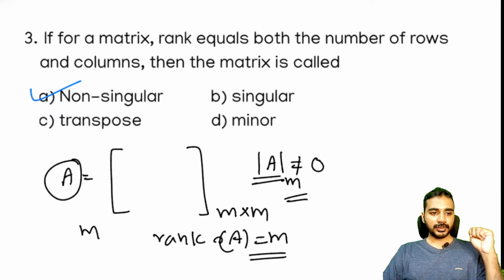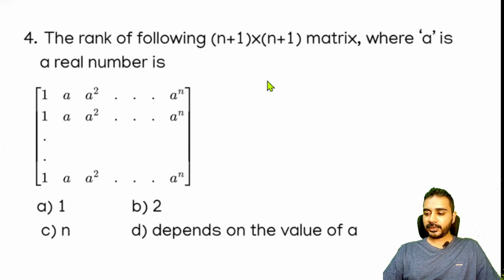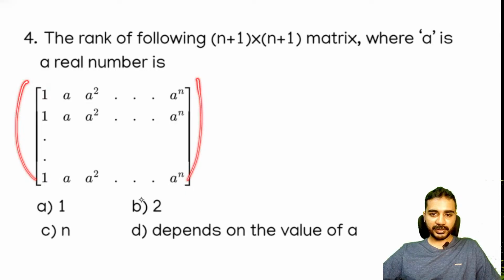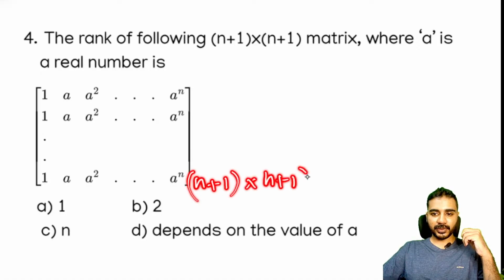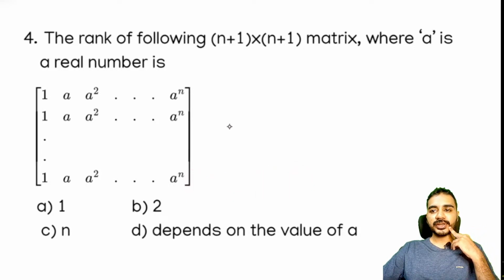So let's jump to next question. So the fourth question we are discussing here: the rank of following n plus 1 by n plus 1 matrix where A is a real number is. We need to calculate rank of this matrix, where it is given that this is a n plus 1 by n plus 1 matrix. Here A is given as a real number.